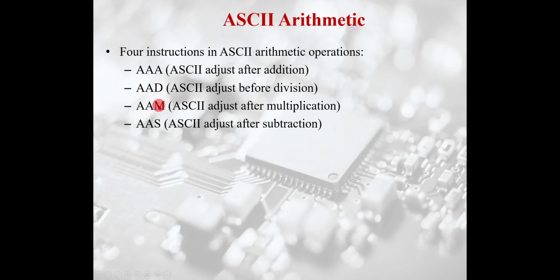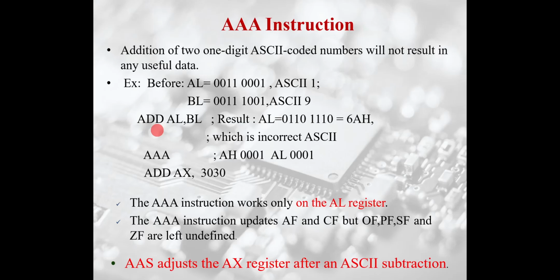Okay, this is adjust ASCII before division, this is adjust ASCII after multiplication, and adjust ASCII after subtraction. So these are the commands which are available. They also work similar to what we did in the decimal adjust.